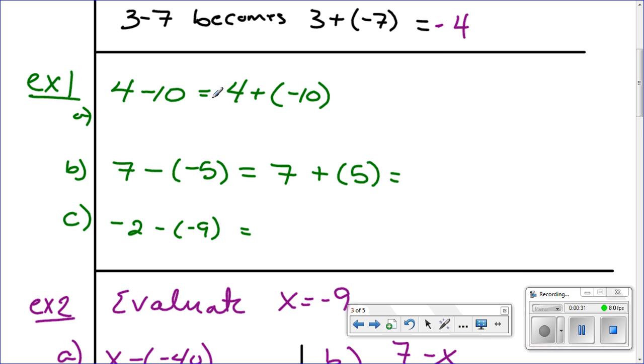4 minus 10 is the same thing as 4 plus a negative 10. Different signs, so we subtract. 10 is bigger, so we get a negative. 7 minus a negative 5 is the same thing as 7 plus a positive 5.